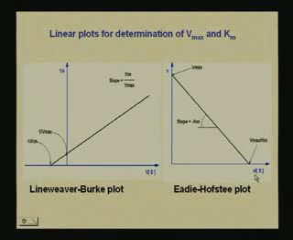Okay, so if we plot V versus V by S, again what you get here is the slope as minus Km and the intercept as Vmax. But the most important one, and the one probably that you need to know, is the Lineweaver-Burk plot that is used for the determination of what? The determination of Vmax and Km, which otherwise you could not determine.